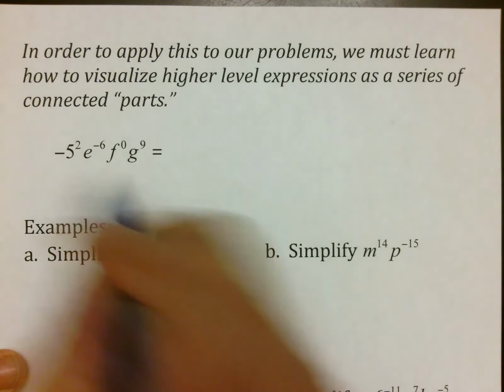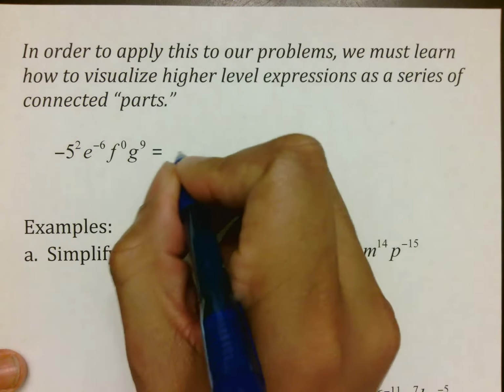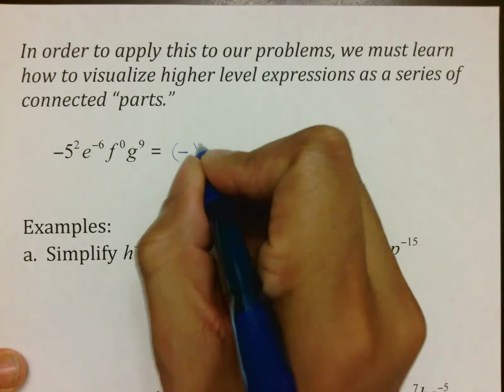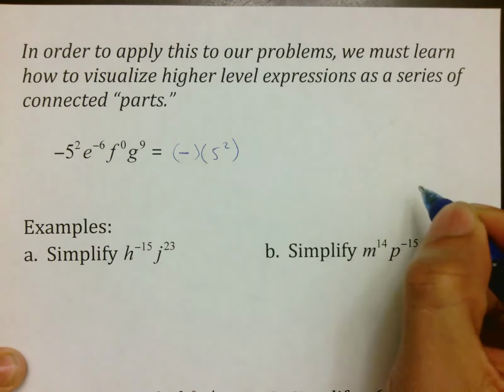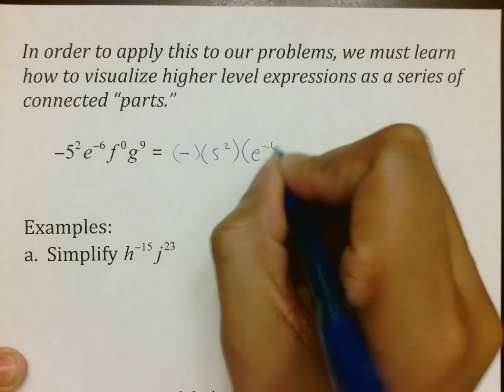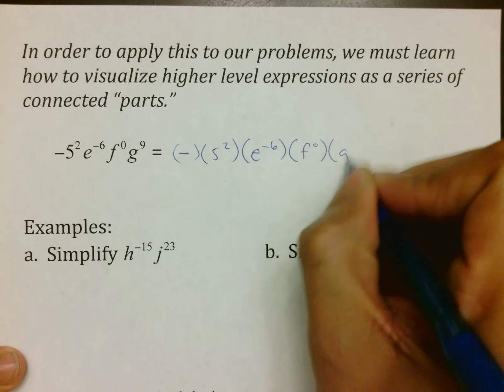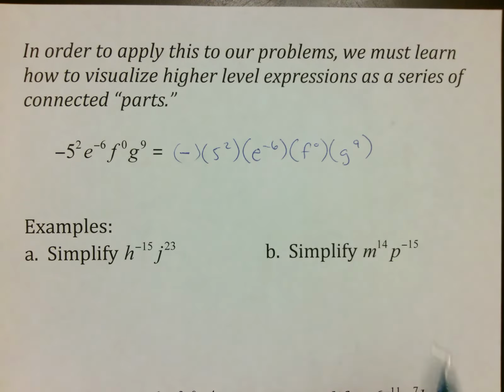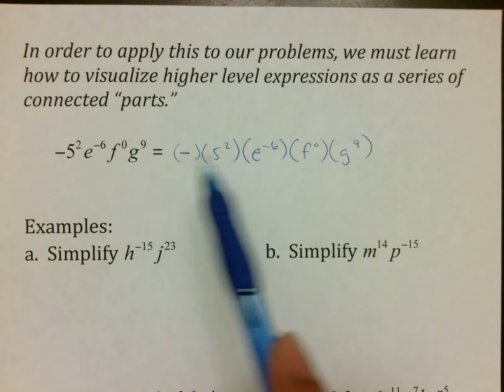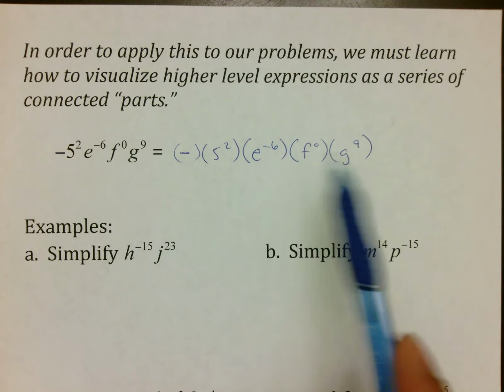This expression is made up of a negative. It's made up of a 5 squared. It's made up of an e to the negative 6th. It's made up of an f to the 0. And it's made up of a g to the 9th. And what you want to learn to do is to simplify each of these parts individually when you get your answer.